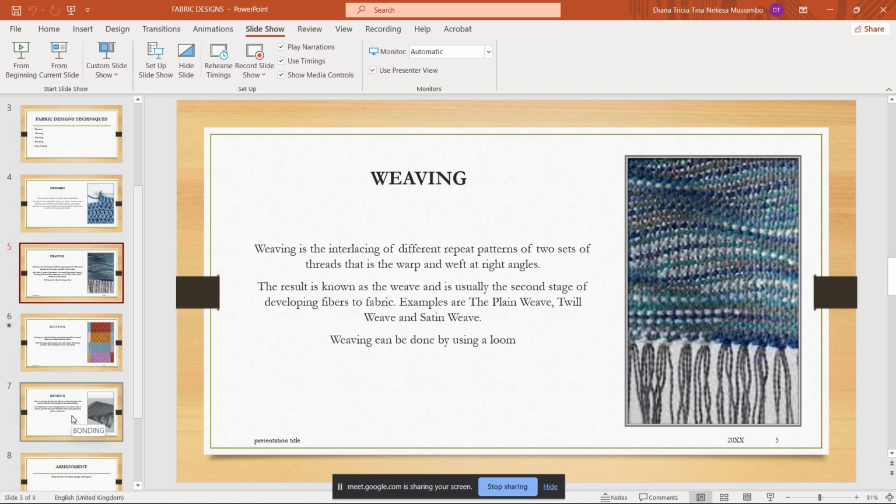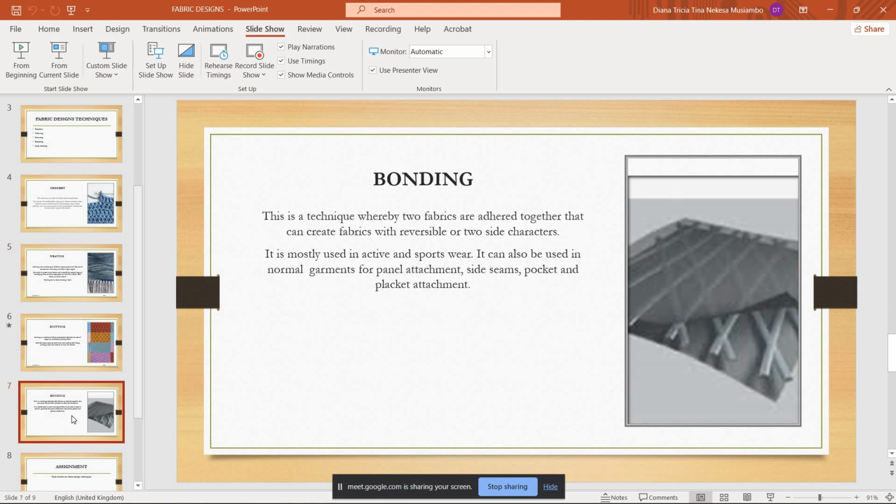And then the last technique is bonding. This is whereby 2 fabrics are adhered together and create fabrics with reversible or 2 sides. They are adhered together using glue, then hot air is blown in between. So it's used to make activewear and sportswear. And also it is used for panel attachment, side seams, pockets and plackets.